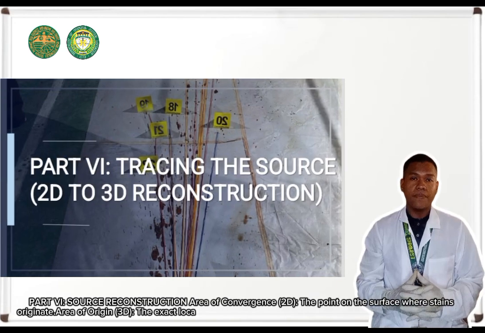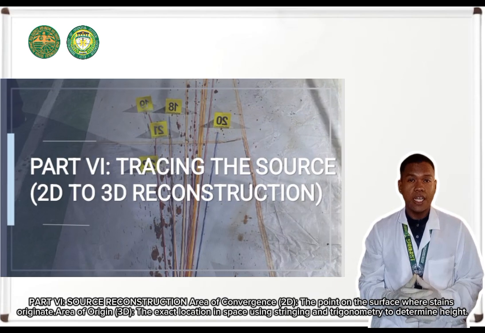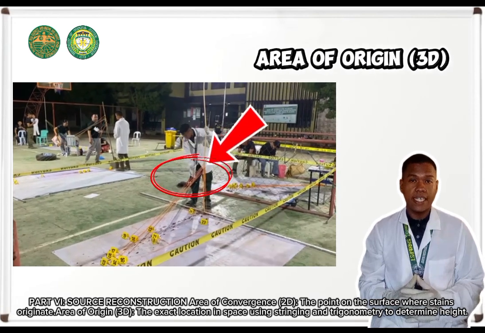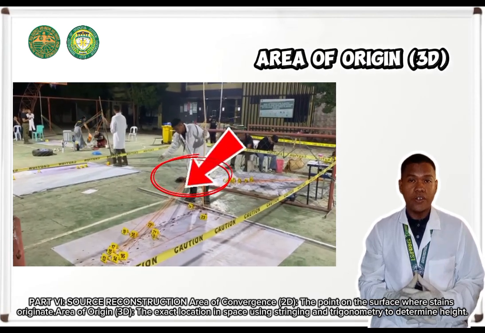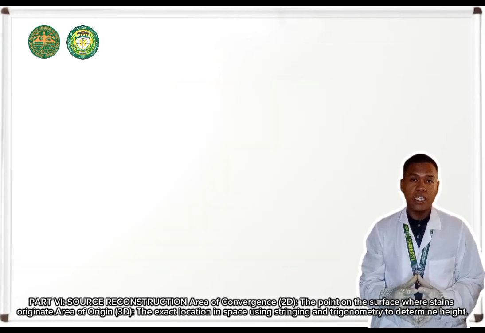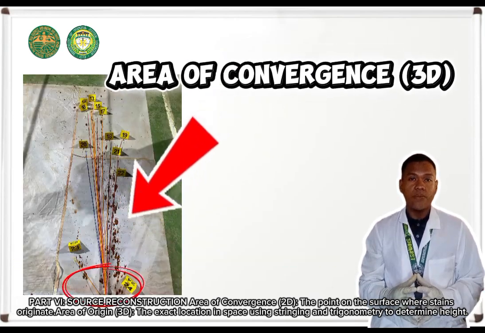Source reconstruction. Area of convergence, 2D: the point on the surface where stains originate. Area of origin, 3D: the exact location in space, where strings and geometry are used to determine height.